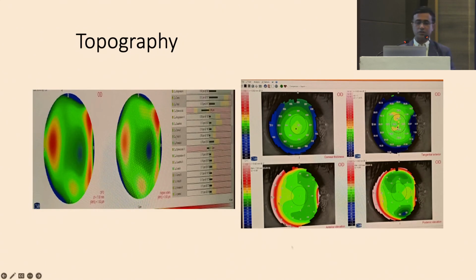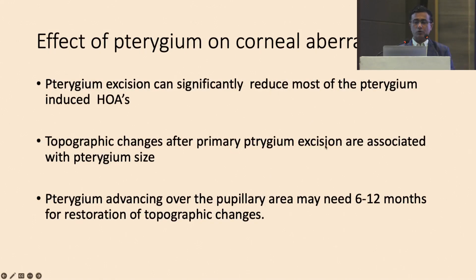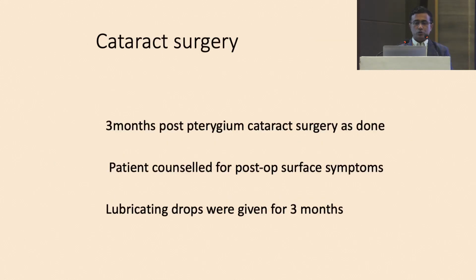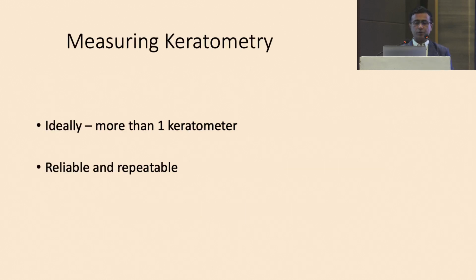The patient has a steep curvature. You can see here and on the topography. Everyone knows that pterygium induces corneal astigmatism, and once you remove the pterygium, it may get reduced. So we performed pterygium surgery first in this patient and then cataract later on. The patient was kept on lubricating drops for 3 months because the patient may have a dry surface post-operatively.